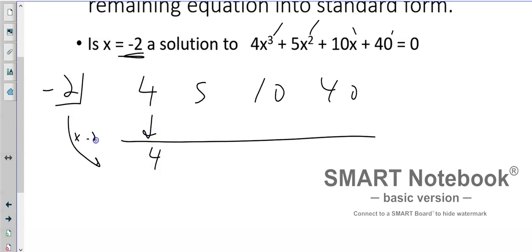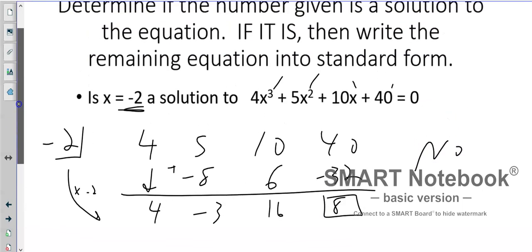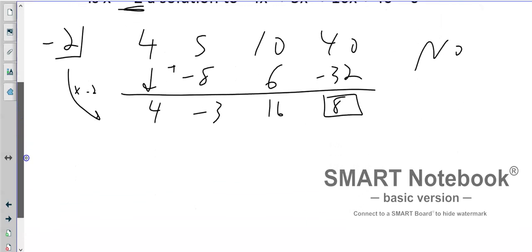Multiply by negative 2. Add straight down. 5 minus 8, or 5 plus negative 8, is negative 3. Multiply by negative 2. Add straight down. Multiply by negative 2. 8. Okay, that is a remainder. That means no, it is not a factor. If we look at our instructions, we're only saying if it is, write it in standard form. Okay, so we're finished. That's it.